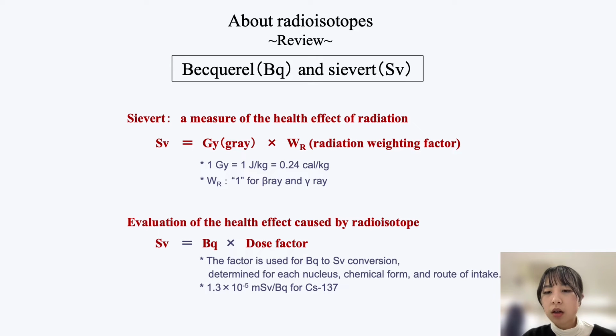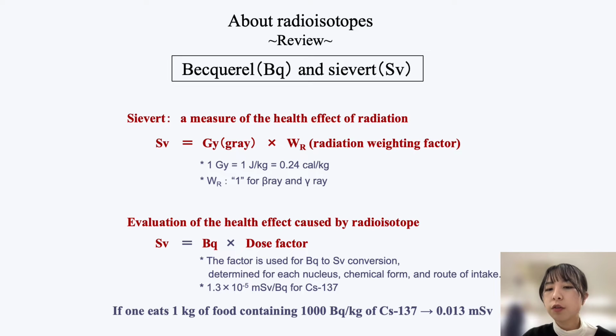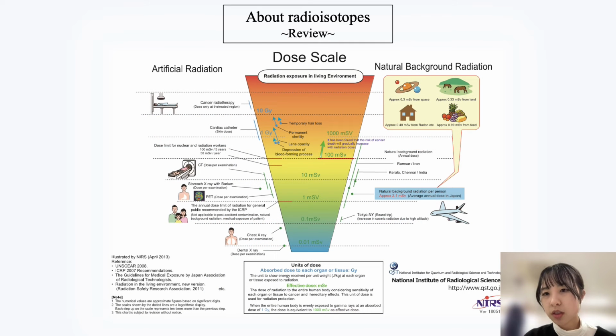For example, if you eat food containing 1000 becquerel of cesium-137, the dose can be 0.0013 millisievert. Then how much of an impact is 0.0013 millisievert? To see this, a dose scale is very useful.